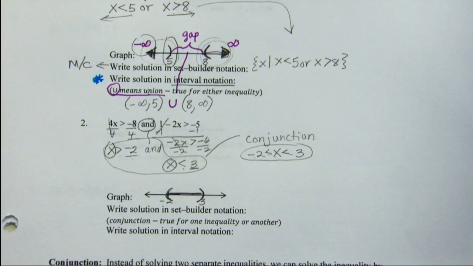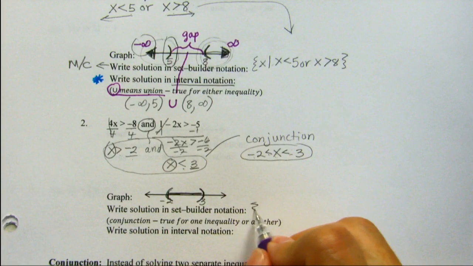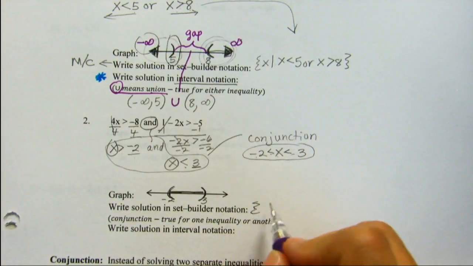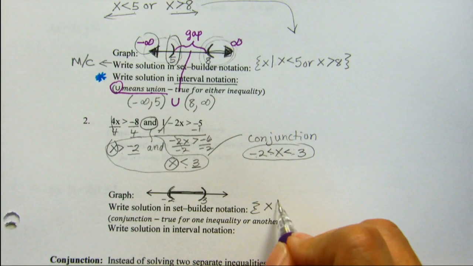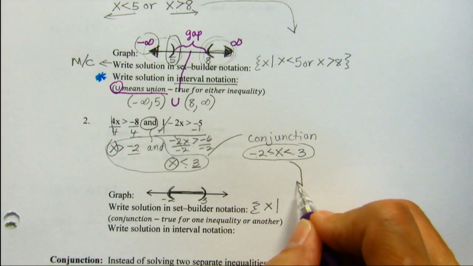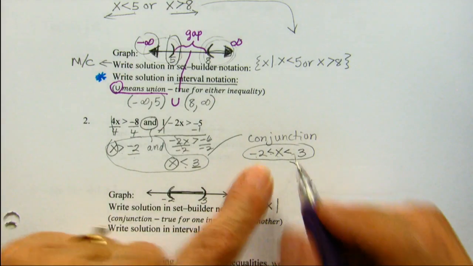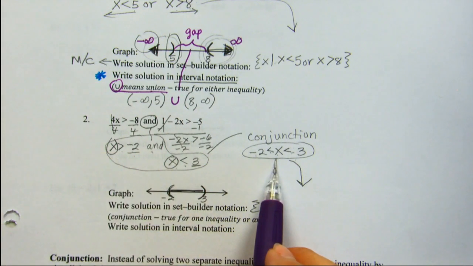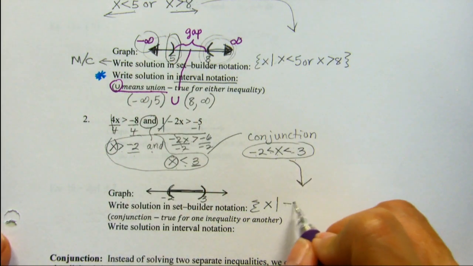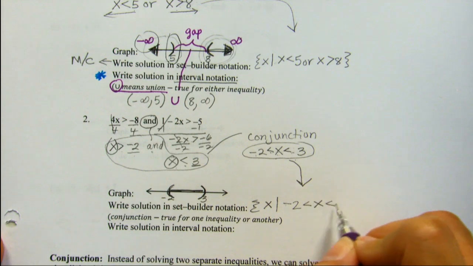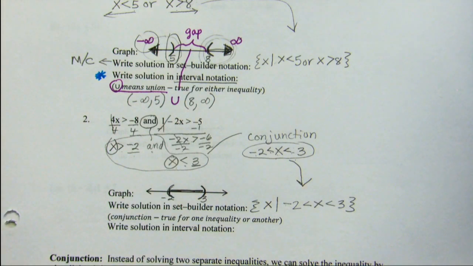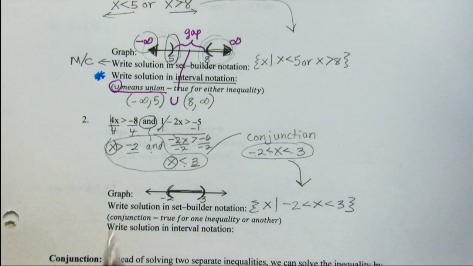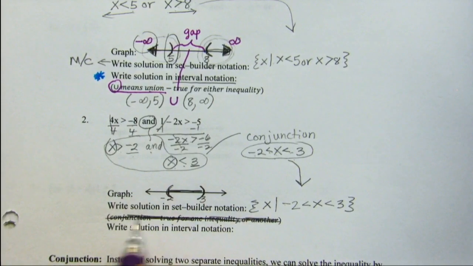Okay, set builder notation. Oops, that was a horrible brace. The set of elements x such that, make sure it's written in conjunction form. Don't do the separated with the and. It's got to be in conjunction. Negative 2 less than x less than 3. Oh, and that line, that conjunction line comes out. That's an error on my part.